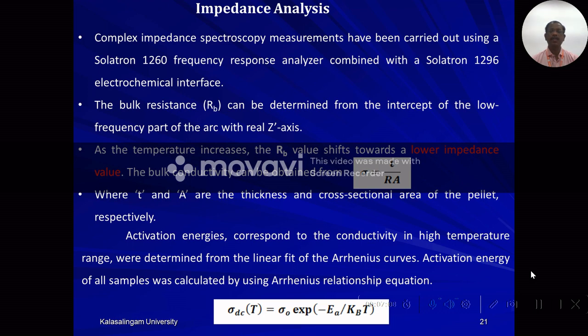Activation energies corresponding to the conductivity in the high temperature range were determined from the linear fit of the Arrhenius curves. Activation energy of all the samples was calculated using the Arrhenius relation, that is sigma dc of T is equal to sigma naught exponential minus EA by kBT. So this formula was used for finding the values of sigma.